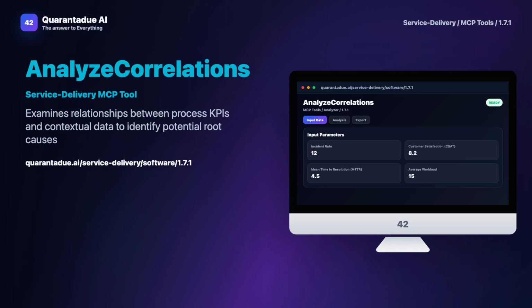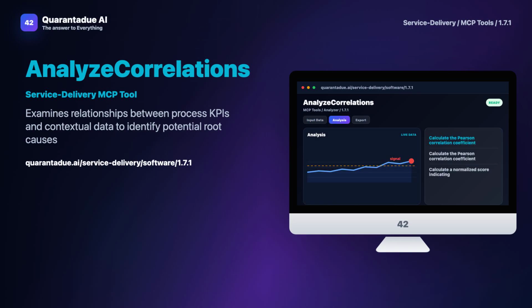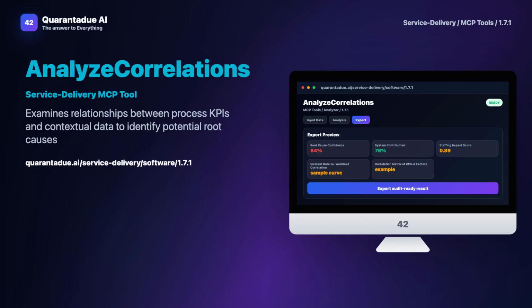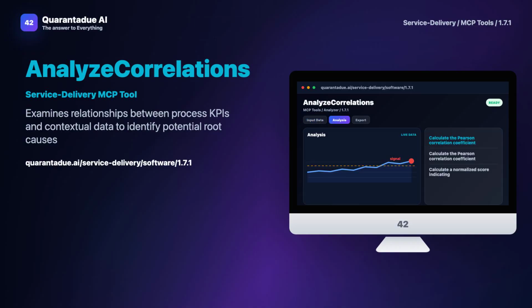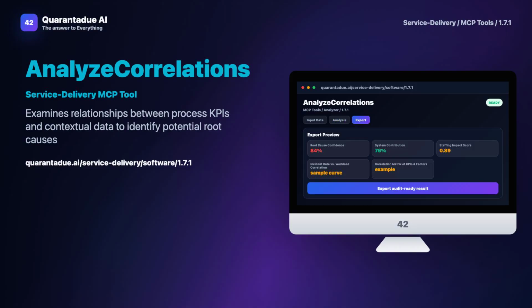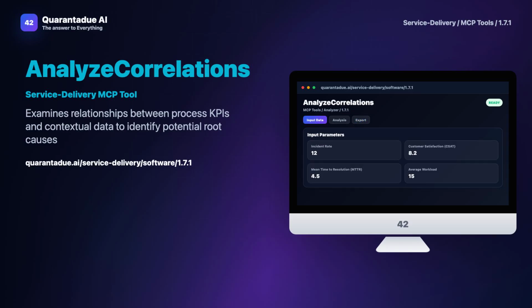In the world of service delivery, there's a controversial truth. Most teams are reacting to symptoms, not solving root causes. When multiple KPIs degrade, the rush to fix them often leads to band-aid solutions. Today, you'll learn how to break that cycle using correlation analysis and how AnalyzeCorrelations provides the scientific approach needed for lasting improvements. Why does this problem exist?